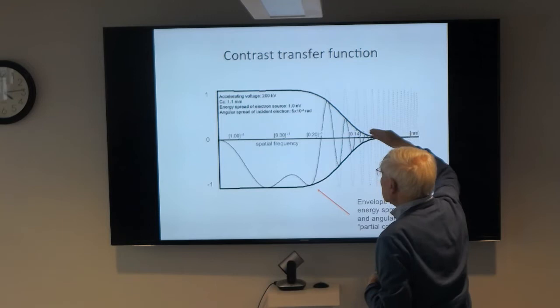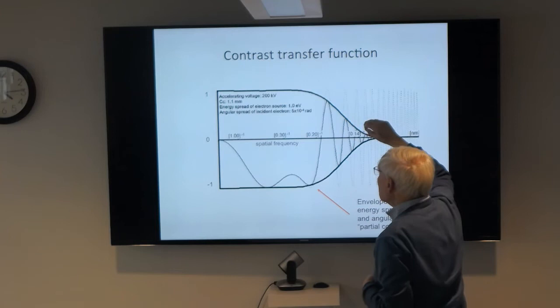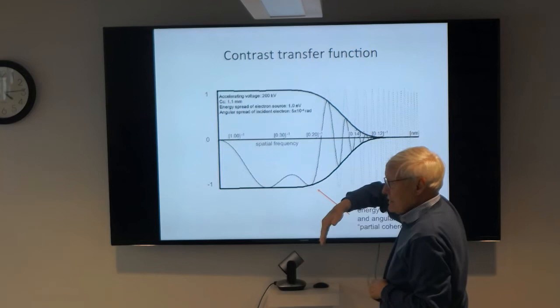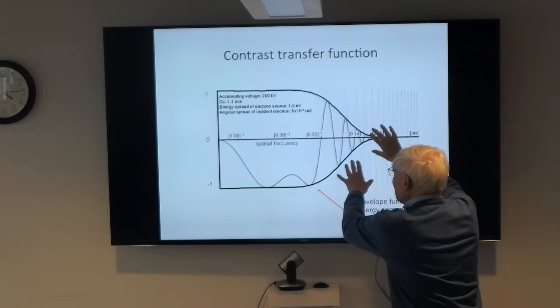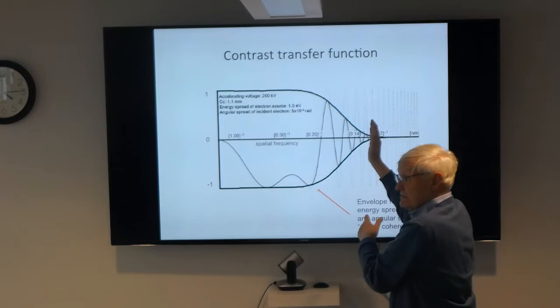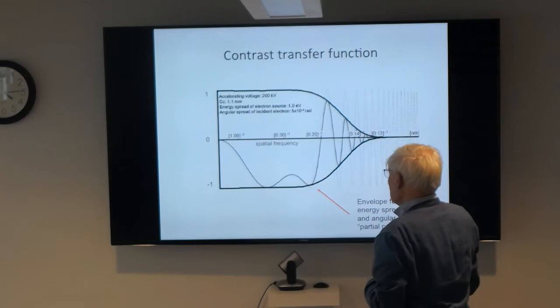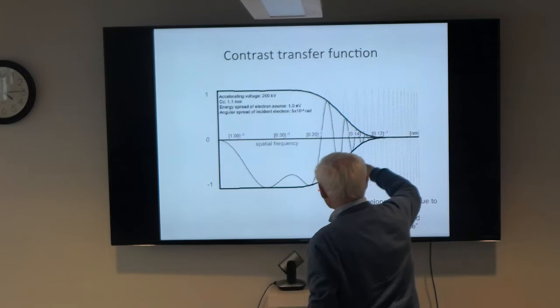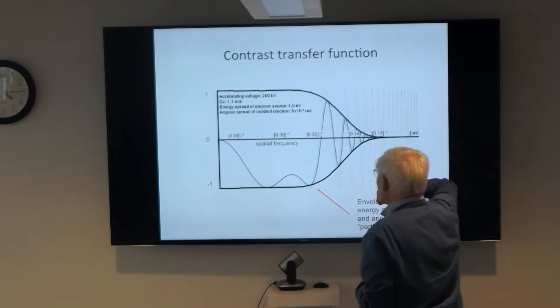This effect here is an effect of partial coherence. It means that the illumination has a divergence, and because of the divergence, we get different contrast transfer functions for different incident angles. Okay, and that's how all this is going down. This is a so-called envelope function, which describes how much this goes down.